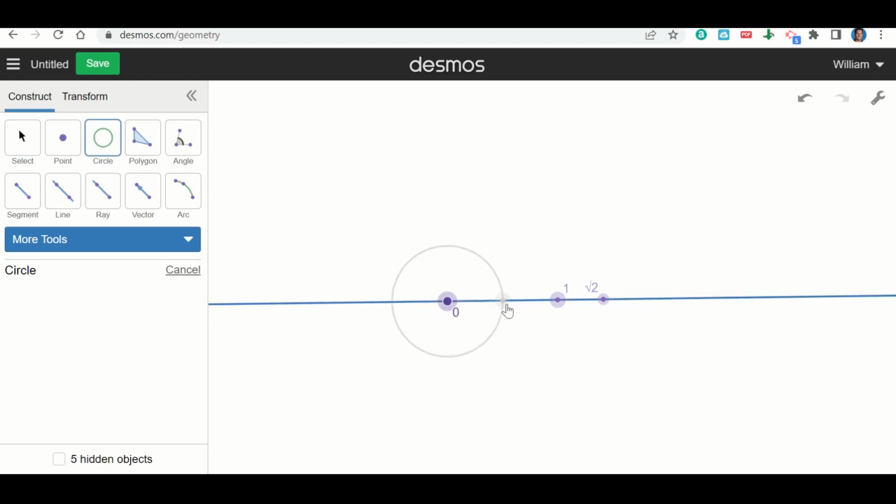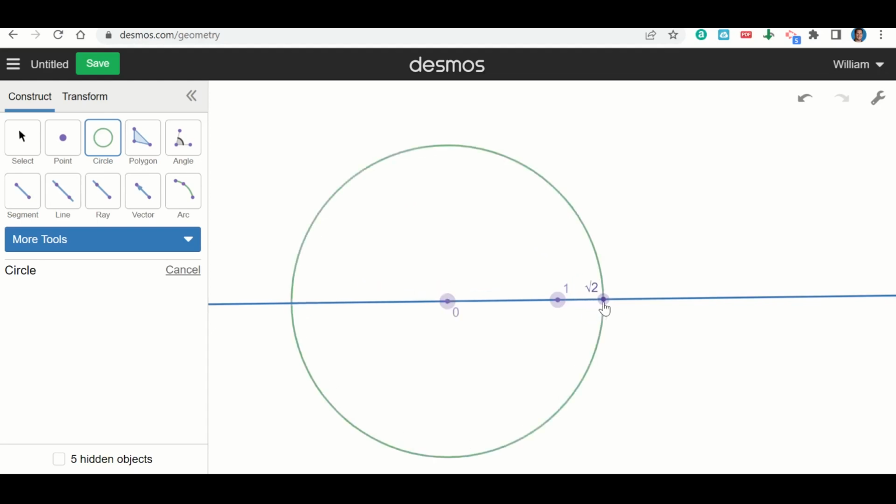We're going to click on 0, and we're going to extend it all the way out to square root of 2 right there. And what we should notice is we have a radius of square root of 2, which means that on the other side we have a radius of square root of 2. So on this side, this would be negative square root of 2 right here. So all we need to do is put a point there, and that point should represent negative square root of 2.